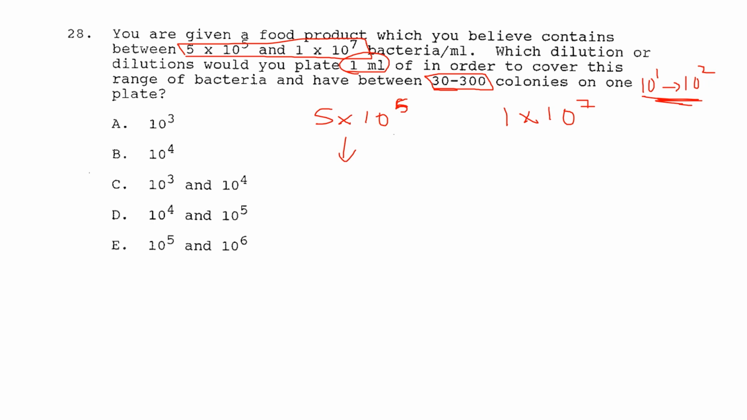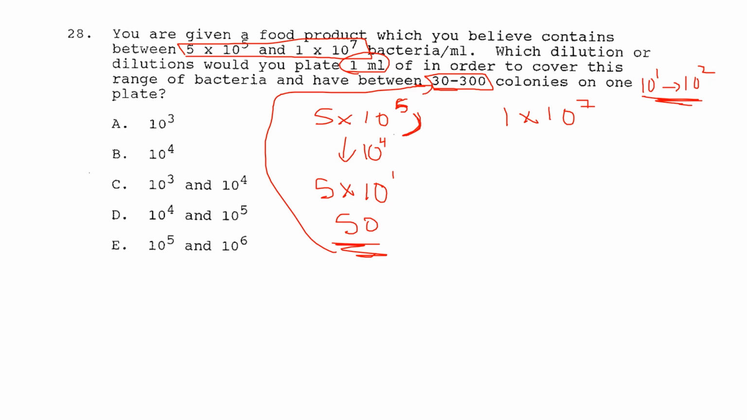To get into that range, we need to dilute it by 10 to the 4th. Remember that we subtract the exponents when that happens, so we would end up with 5 times 10 to the 1st, which is just 50. And 50 colonies is within our range. So we know that 10 to the 4th is going to be in this answer. Immediately we know it's going to be one of these, so we knocked out A and E. But we still have to figure out the dilution factor for this.